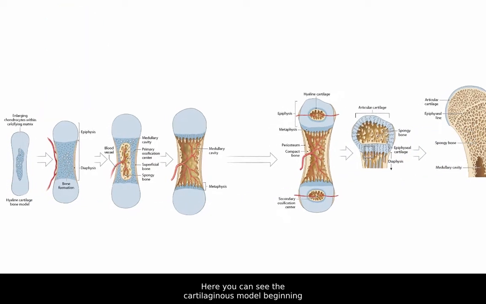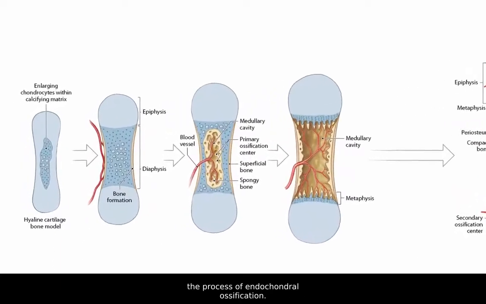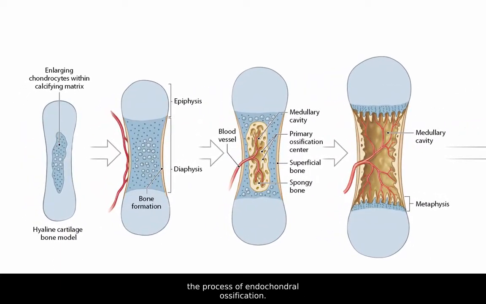Here you can see the cartilaginous model beginning the process of endochondral ossification. The chondrocytes in the center of the model become active, increase in size, which reduces the matrix to a series of small struts, and then die, leaving open spaces. Blood vessels invade this area, and osteoblasts at the periphery lay down a superficial layer of bone.